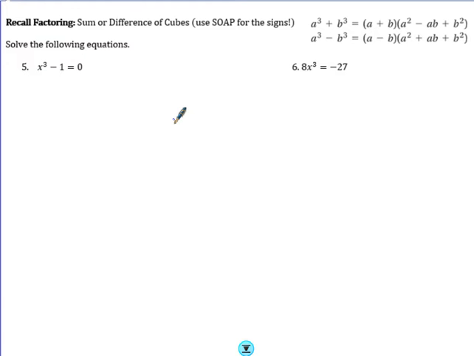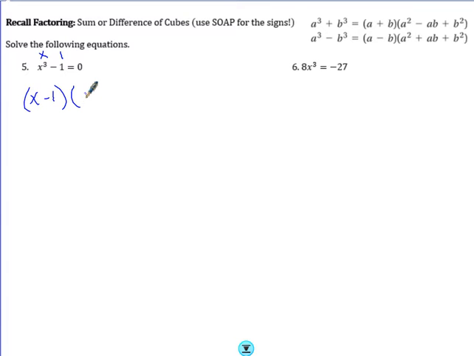It was by sum or difference of cubes. So if both of these are perfect cubes, which they are, the cube root of x cubed is x, and the cube root of 1 is 1. And then remember, SOAP was the acronym for how we need to line things up. So this is a subtraction one, so I'm going to use this one. So it's the same sign, so x minus 1.